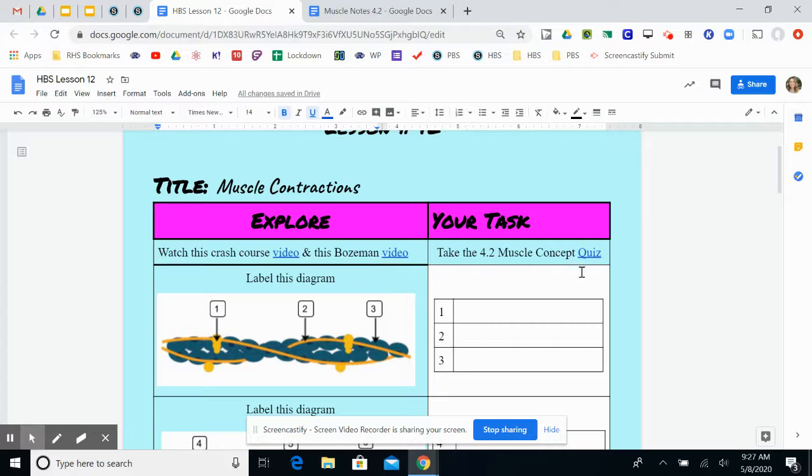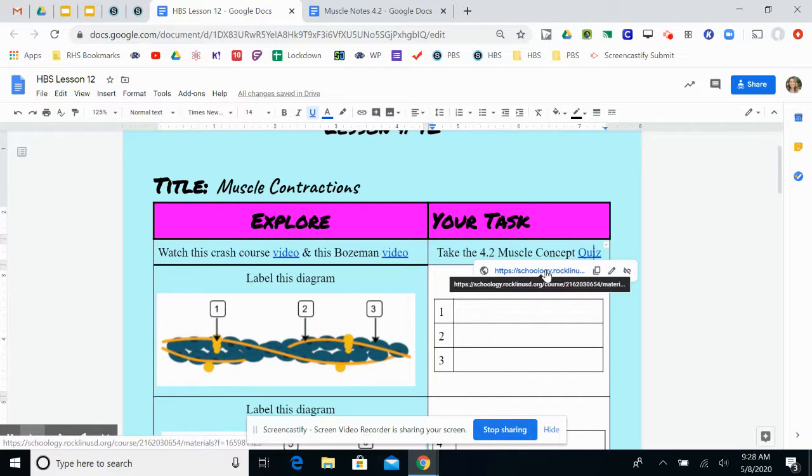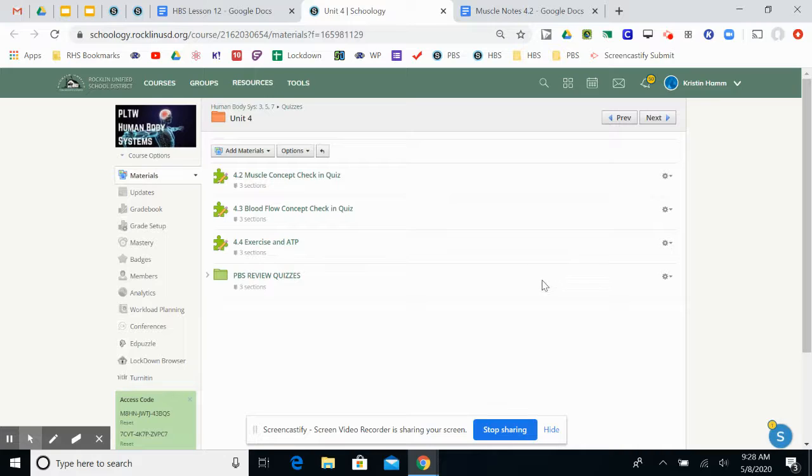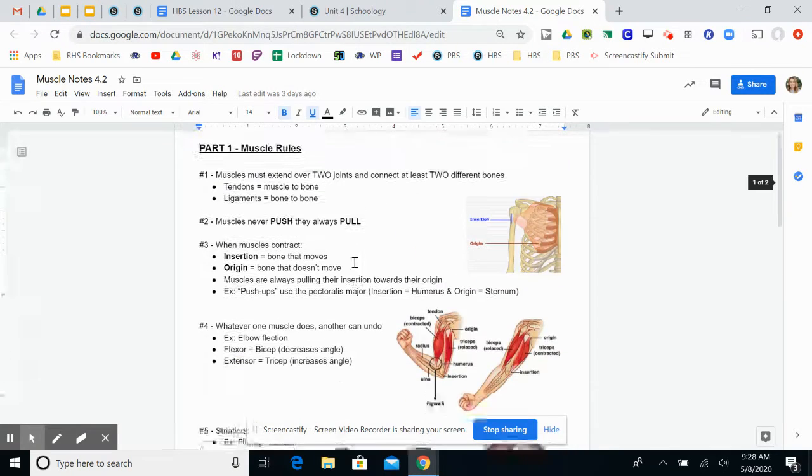And I want you to take the 4.2 muscle concept quiz, which is kind of a nice bonus because you need to be taking these quizzes to get that extra 2% for all the quizzes. So this is a double dipping for you guys to get this lesson done and get one of those quizzes knocked out. And it is 4.2 right here, muscle concept check-in quiz. And it's going to go over lessons 11 and 12 and mainly use these notes right here.